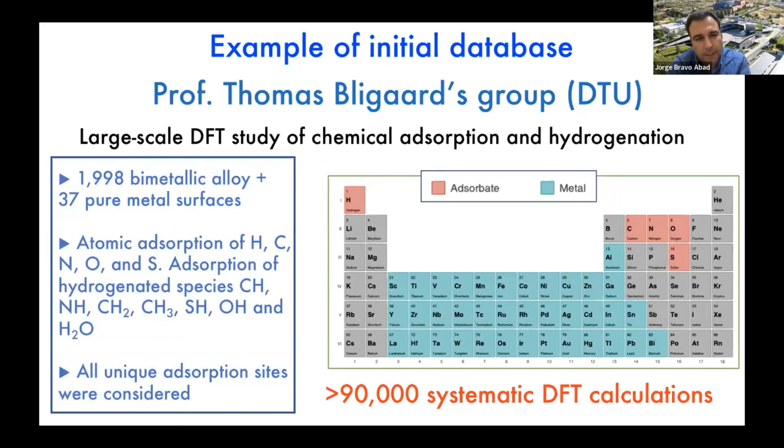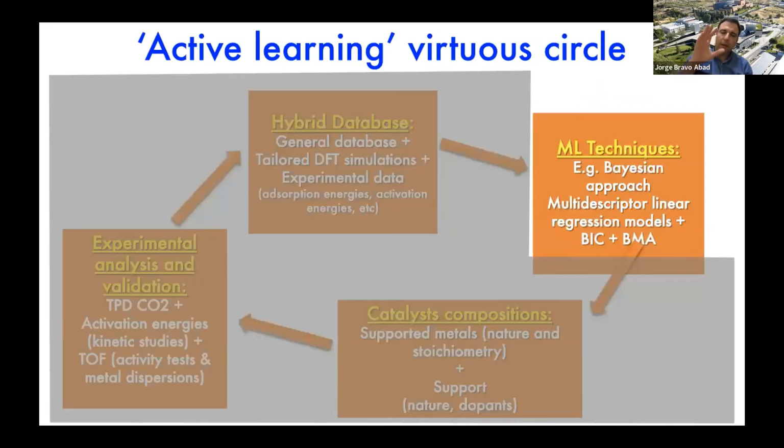It has almost 2,000 bimetallic alloy surfaces, 37 pure metal surfaces, atomic adsorption of a few species, but also the adsorption of those hydrogenated species, and all unique adsorption sites were considered. It's an amazing database that contains more than 90,000 systematic DFT calculations, density functional theory calculations. Okay, with that database, basically what we are doing is applying suitable machine learning techniques.